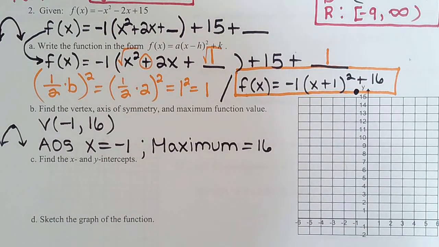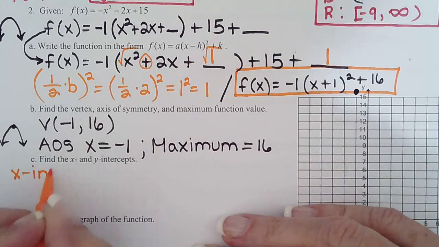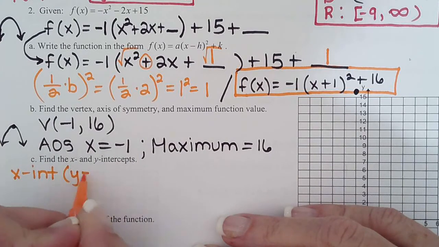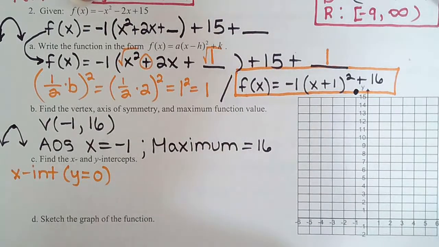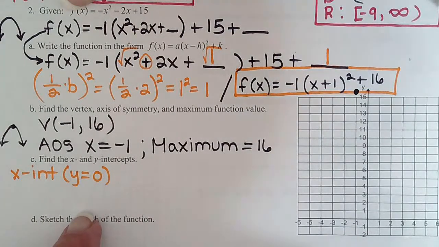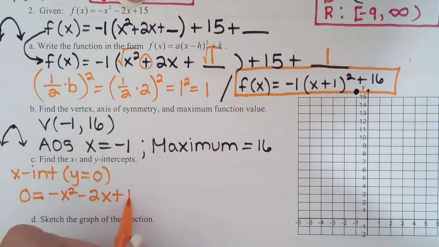Find the x and y intercepts. So we'll start with the x-intercept. And remember, intercepts always make the other letter 0. And always write it down because that's going to help you with your point at the end. So go up to the original and make that f of x, that's your y, make that 0. So 0 equals negative x squared minus 2x plus 15.